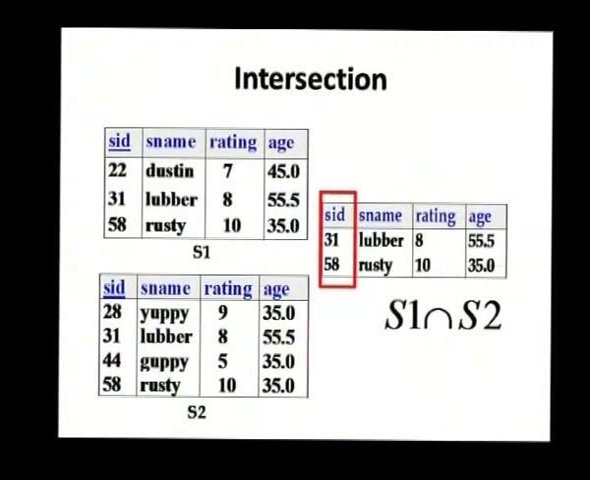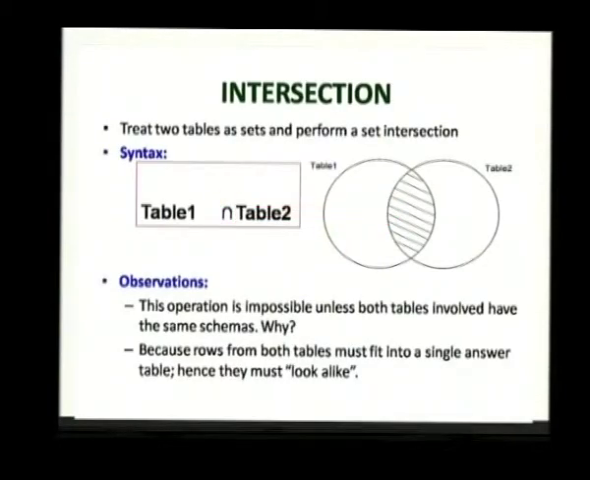So, 3158 comes here also as 3158. Only those two sailors are the result of these two relations, and the output is also a relation. In set theory terms, you have table 1 intersection table 2, and only those tuples that appear in both will be in the output. So, these two tables take sets and perform a set intersection.